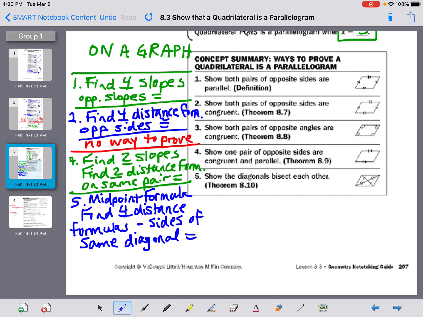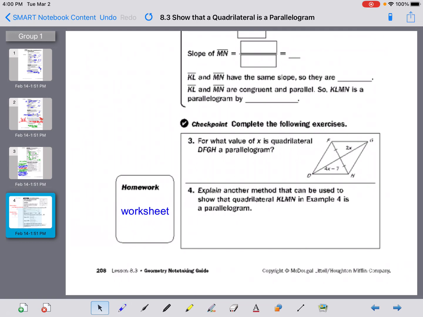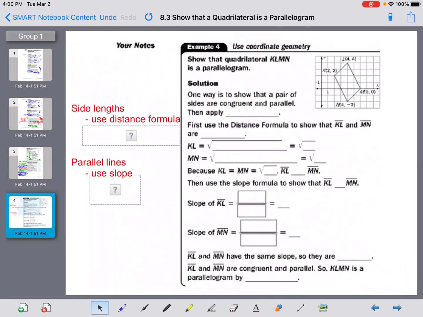All right, so let's look at our last page and let's practice kind of what we just went over. So over here I have a shape and I want to show that it's a parallelogram. In my margin I had some formulas. They're not showing up as well as I wanted, so let me go write them. If you want side lengths, we need to use the distance formula, right? The square root of x2 minus x1 squared plus y2 minus y1 squared. So that's if I'm going to find lengths.